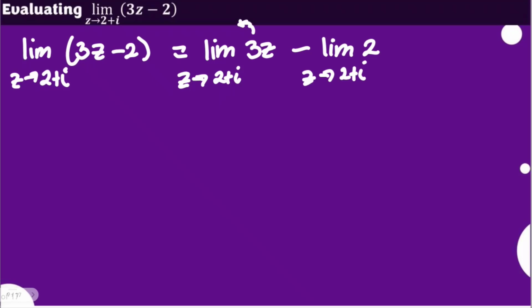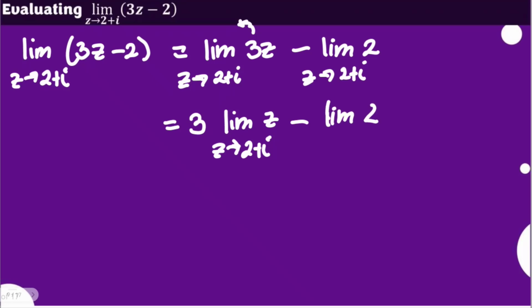So for this, take note, we have here the constant. We have the limit theorem for constants. You have 3 times the limit of z as z approaches 2 plus i, minus the limit of 2 as z approaches 2 plus i. Again, pardon me for showing the step-by-step process, because not all of us could get the direct process immediately. So allow me to show this as one alternative.